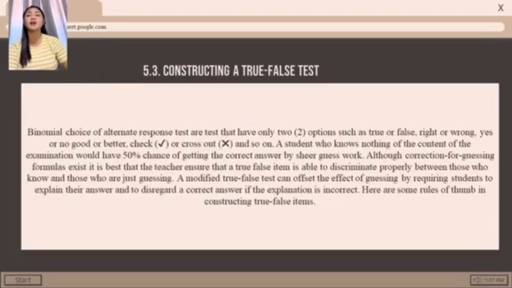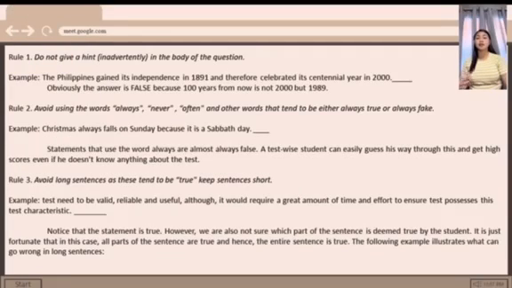Modified true or false can offset the effect of guessing by requiring students to explain their answer and to disregard the correct answer if the explanation is incorrect. Here are some rules of thumb in constructing true or false items. Rule number 1. Do not give a hint inadvertently in the body of the question. For example, the Philippines gained its independence in 1891 and therefore celebrated its centennial year in 2000. Obviously, the answer is false because 100 years from then is not 2000 but 1989.